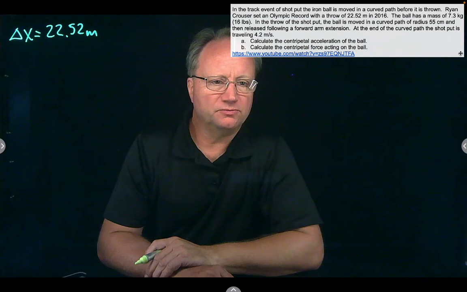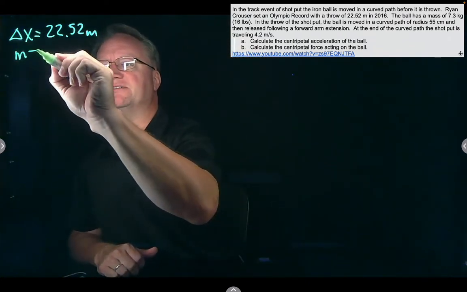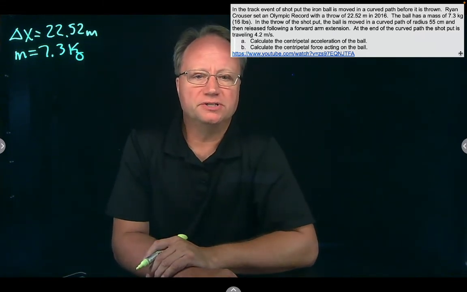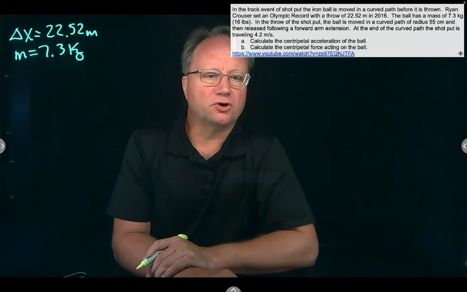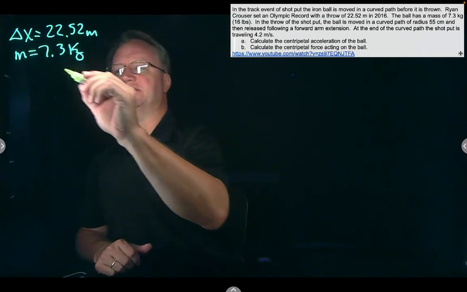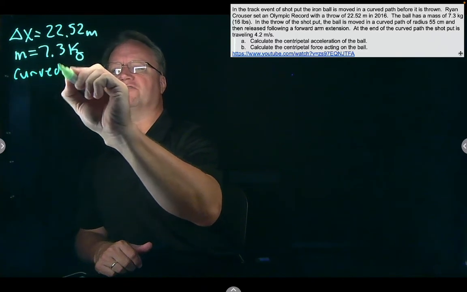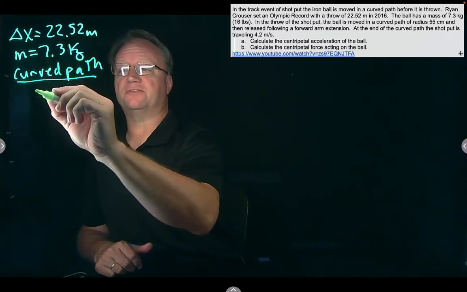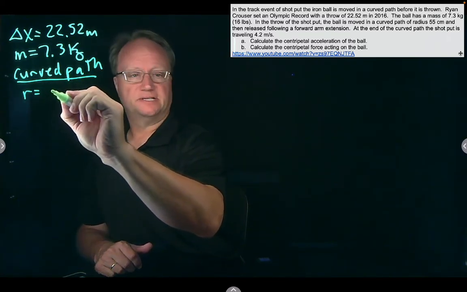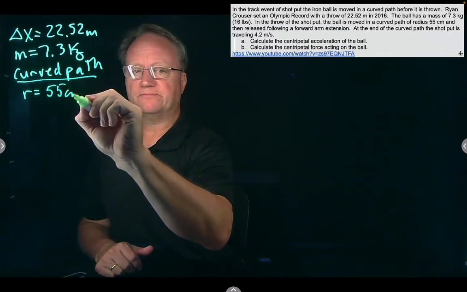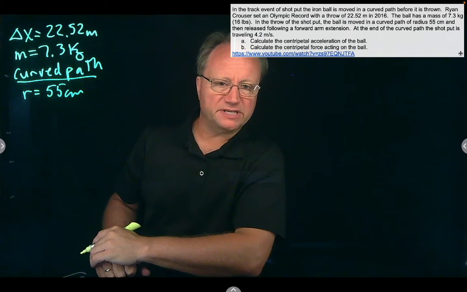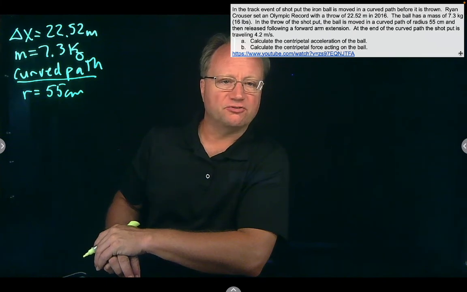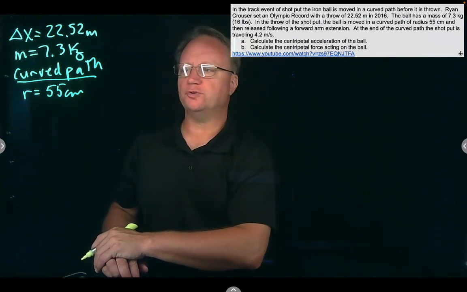Now, in the throw, we've got the ball that has a mass of 7.3 kilograms. Now, focusing in on the throwing motion. In the throw of the shot put, the ball is moved in a curved path of radius 55 centimeters. So we know we have a curved path. This is different than the linear throw. This is actually in the throwing motion. The radius is 55 centimeters, and then released following a forward extension of the arm. At the end of the curved path, the shot put is traveling 4.2 meters per second.